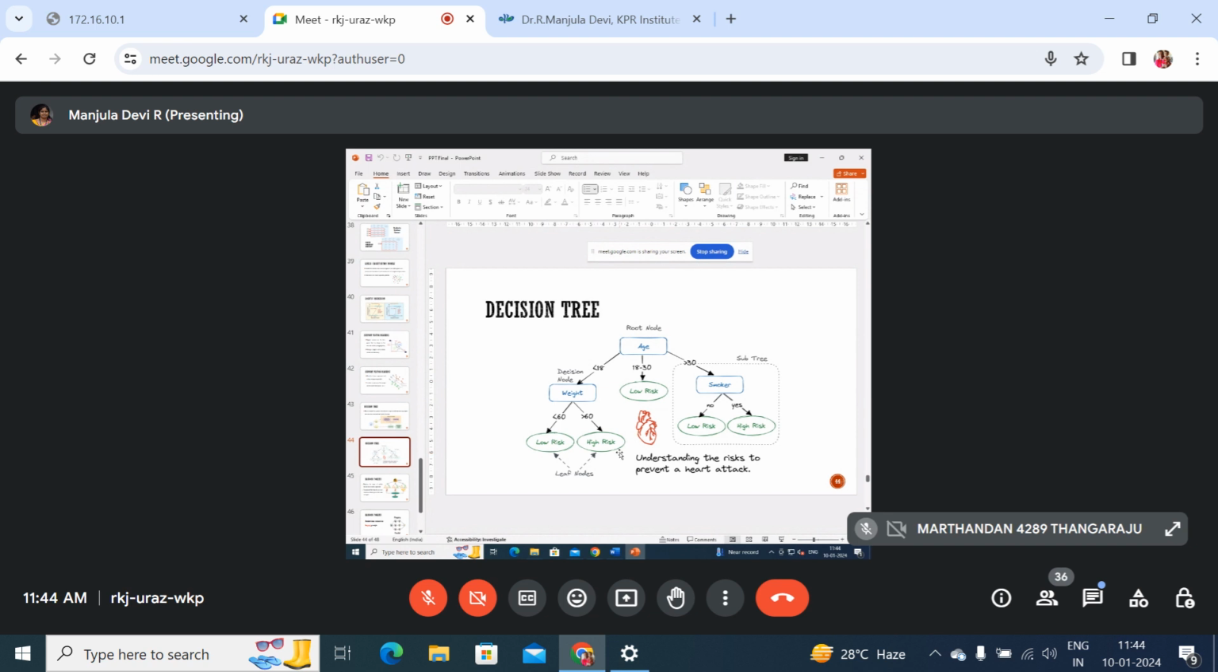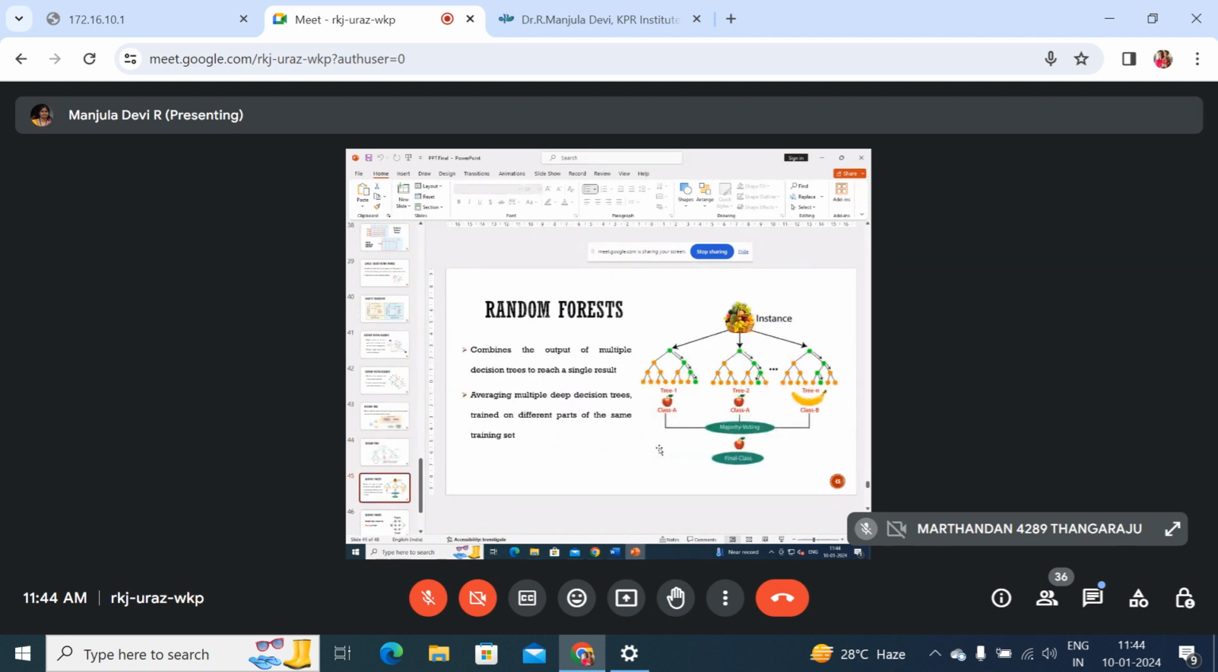So accordingly, my target is either low risk or high risk. So I can say it is a decision tree, binary classification problem. Next comes the random forest.